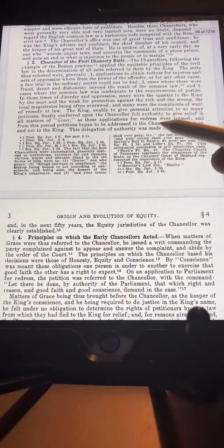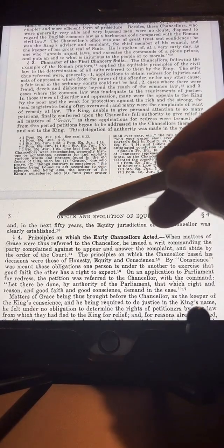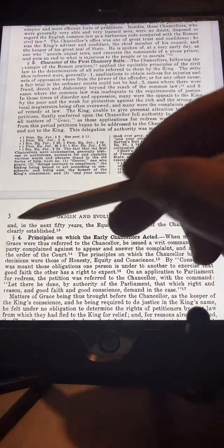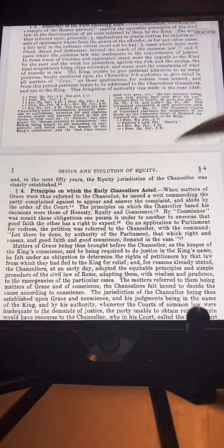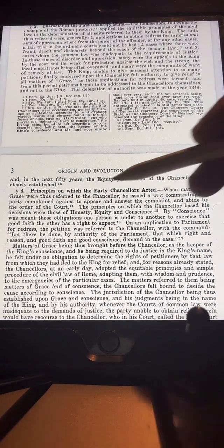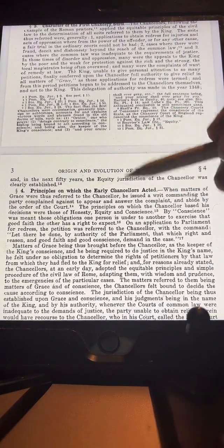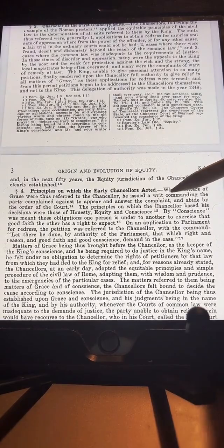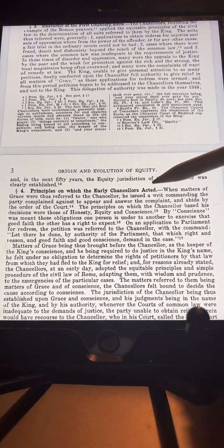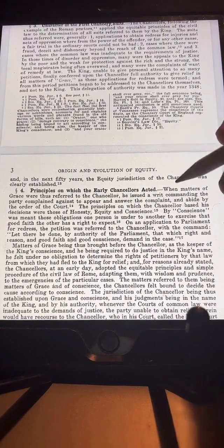This delegation of authority was made in the year 1348, and in the next 50 years, the equity jurisdiction of the chancellor was clearly established. Right? The principles on which early chancellors acted. That's what we're talking about right now. When the matters of grace were thus referred to the chancellor, he issued a writ. Remember, you're going to have to learn about your writs, okay? Because as living men and women, you have to learn how to make your writs, all right? Now, don't worry, that's also part of this book, all right?